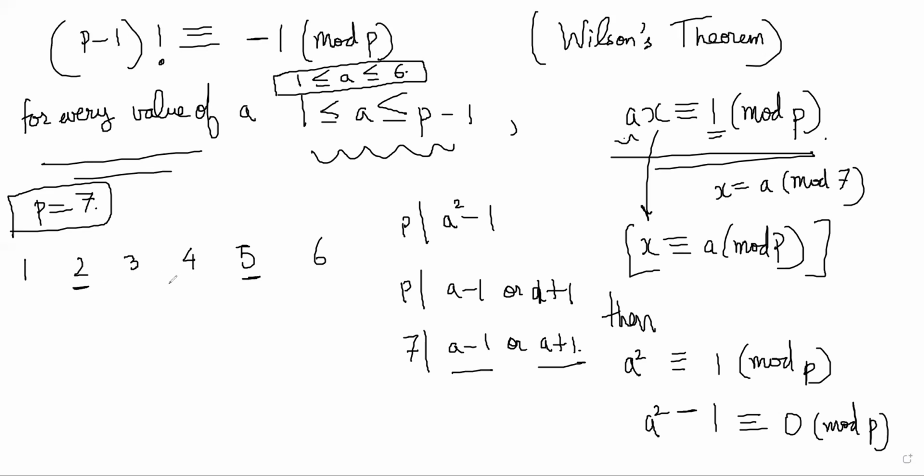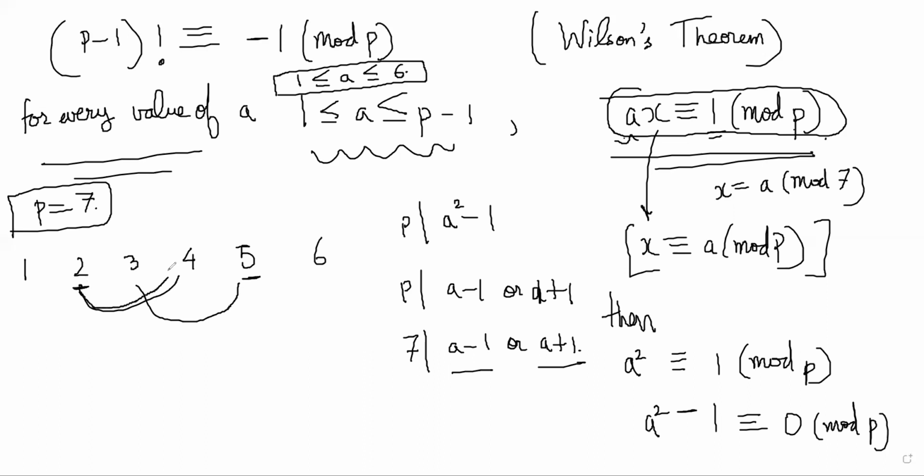Can you pair up numbers so that the product is 1 mod p somehow? Can you pair up two numbers here whose product is 1 mod p? Oh, wait, 2 and 4. 2 and 4 is 8, which is 1 mod p. 3 and 5 is 15, which is 1 mod p.